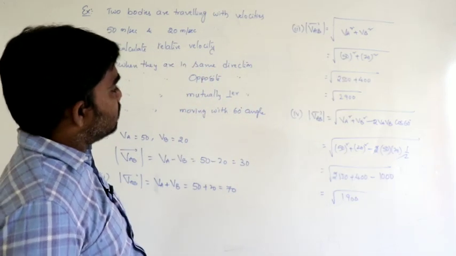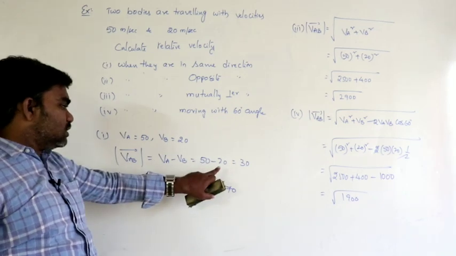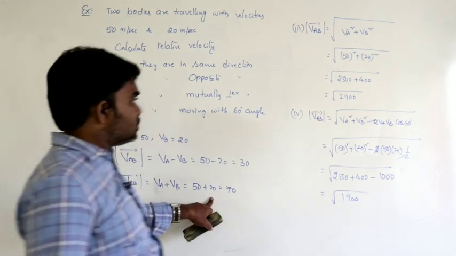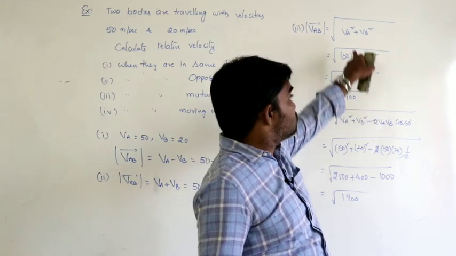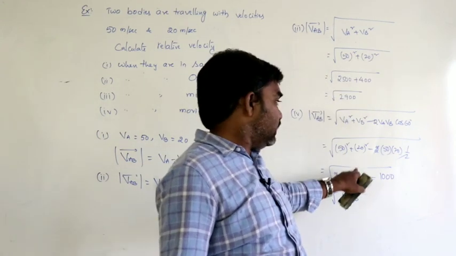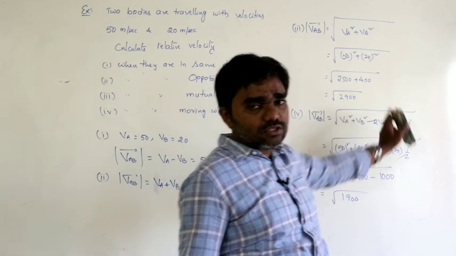So this is a way to calculate the relative velocity. When they are in the same direction, just subtraction. When they are in opposite direction, addition. When they are mutually perpendicular, root of VA square plus VB square. When they are inclined, directly substitute the value of theta in the formula. So that's how we can do that.